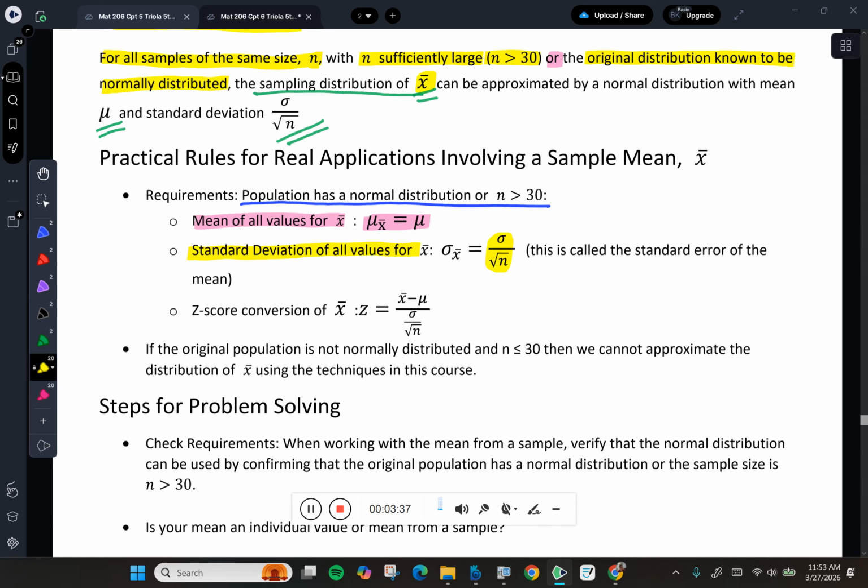Okay. If, for whatever reason, you wanted to do some z-score conversions, you can still use that z-score formula. You just got to make sure that you convert the standard deviation in the denominator to that standard error on the mean. Okay. If your original population is not normal or your sample size is too small, we can't do it with the techniques in this course. There are ways to deal with that scenario outside the scope of this course.